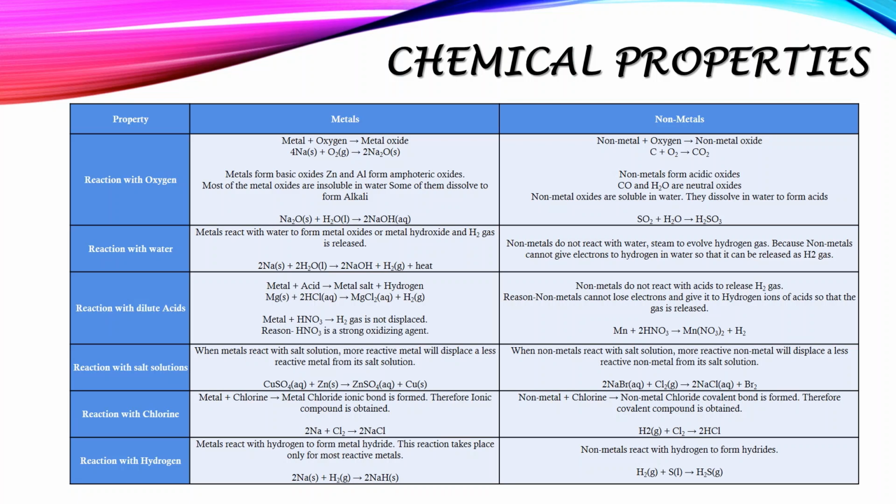Reaction with chlorine. Metal on reacting with chlorine give metal chloride. Similarly, non-metals on reacting with chlorine give non-metal chlorides, but there is a covalent bond that is obtained. Reaction with hydrogen. Metals react with hydrogen to form metal hydride. Non-metals also react with hydrogen to form non-metal hydrides.